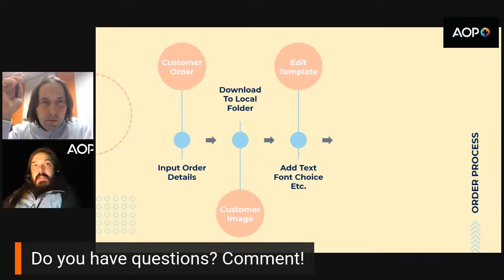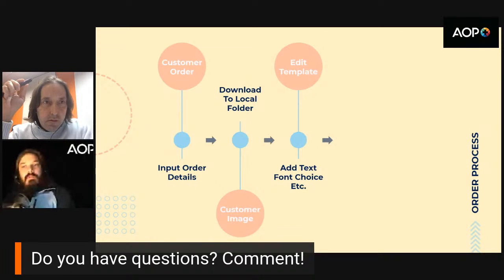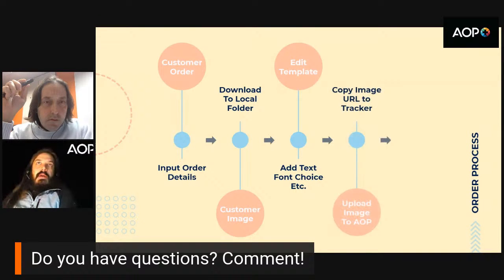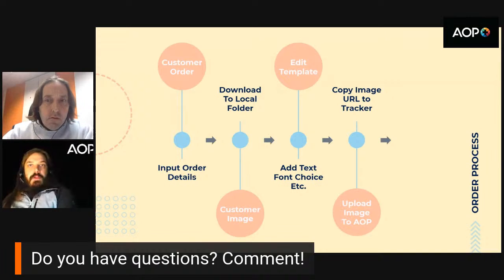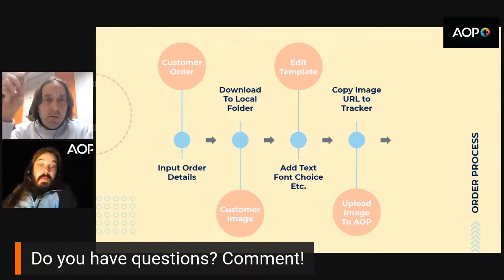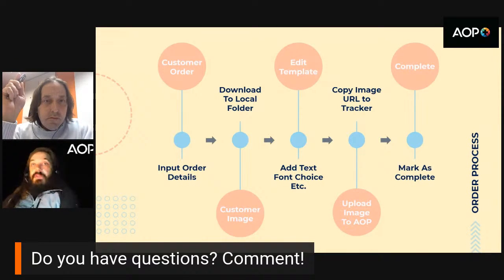So then you're going to edit your template, and I'll show you the templates in a second. You're going to add whatever text, choose the font choice, add the images if they've requested it or if images are part of your personalization. Then you're going to copy that image URL to the tracker that I showed you earlier, upload it to AOP, or upload it to a local folder if the customer wants a mockup. And then you're done. So it really is a very straightforward process. It seems like there's a lot of steps involved, but it's very straightforward.